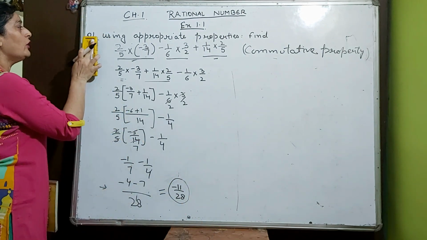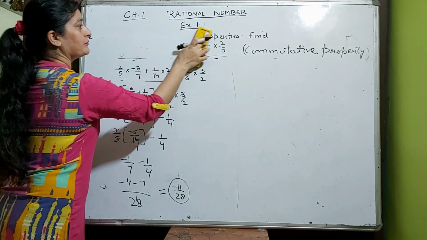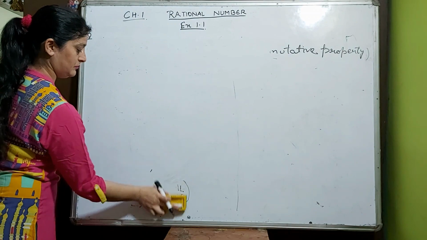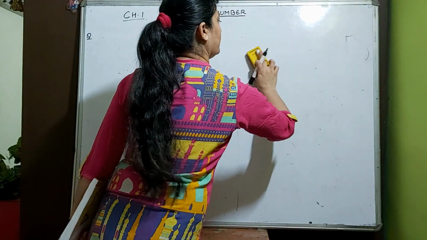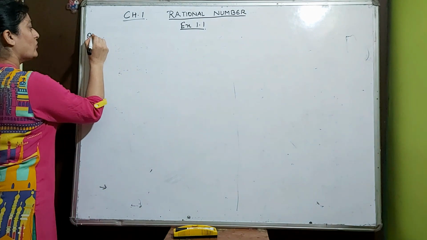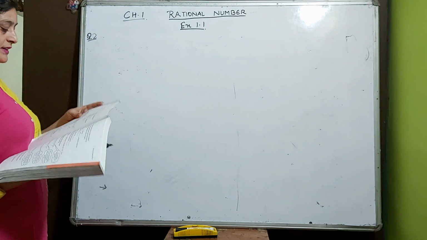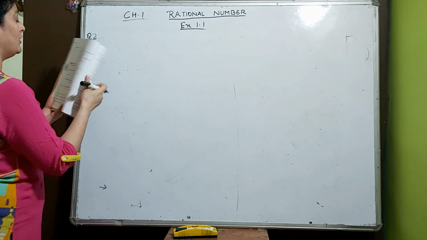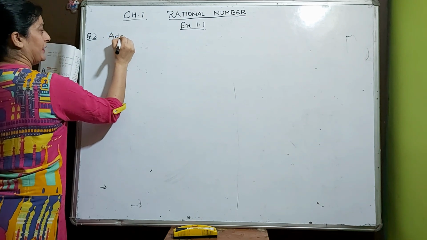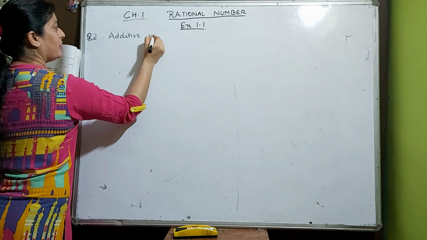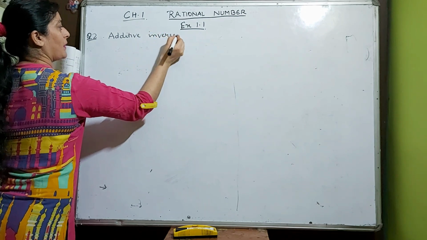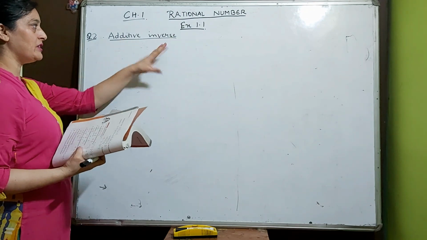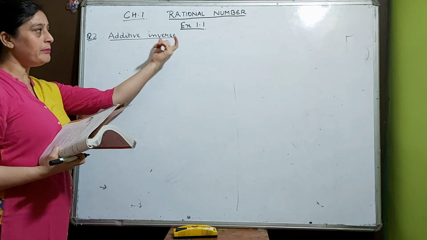Understood? Now we are going to take the second question. Question number second of the NCERT book says, write the additive inverse of each of the following. क्या करना हमें? Additive inverse लिखने हैं. In second class, I have already told you what additive inverses are. Additive inverses are the negatives of the positive numbers.